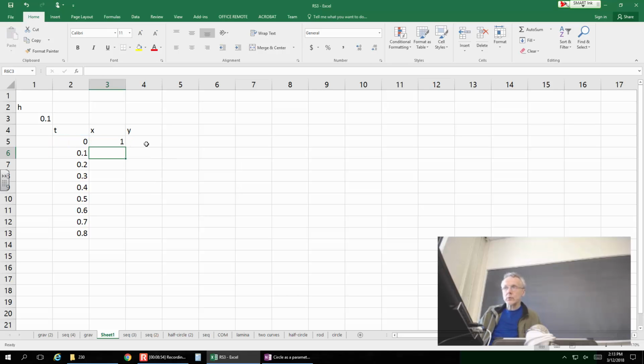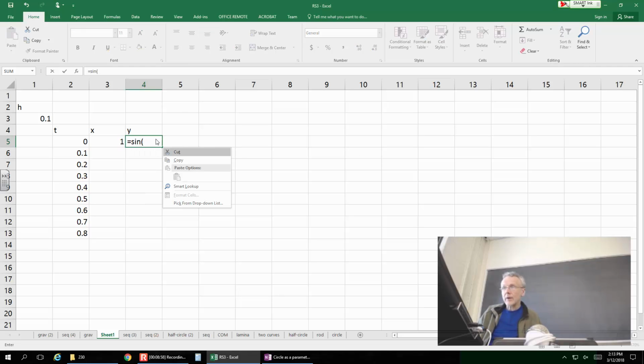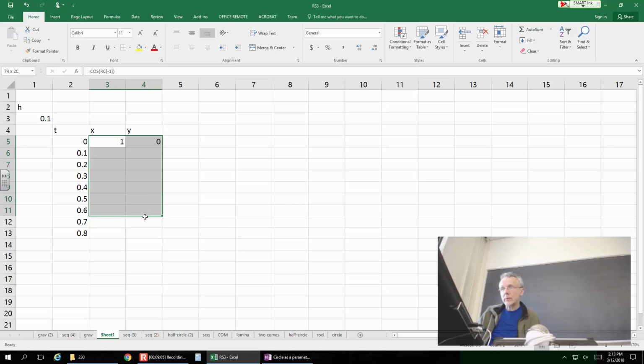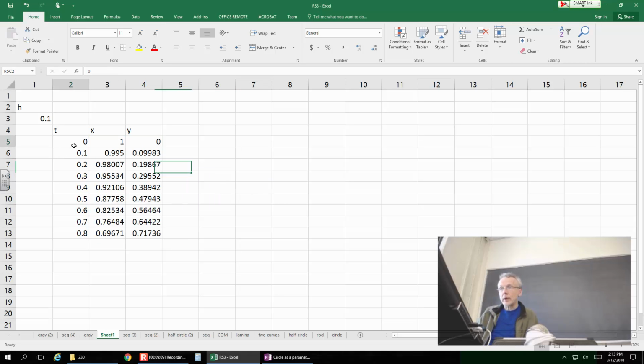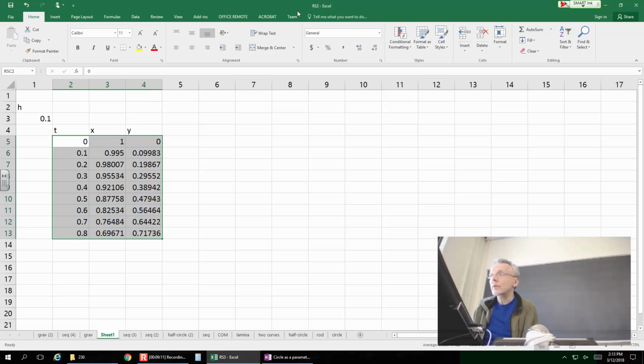Cosine of 0 is 1. Now y will be sine of the same value of t, and it is 0. I can right away spread the formula down, and I have a bunch of values right away. Let me fix this.